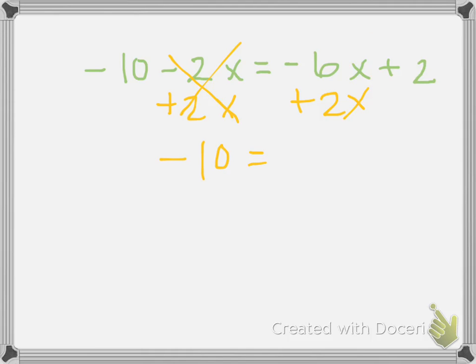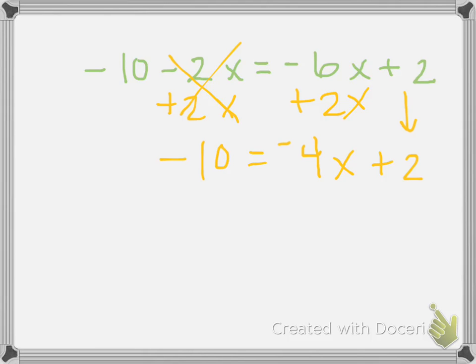Now again, over here, notice I'm dealing with a negative and a positive, so I need to be really careful. When I'm adding and the signs are different, I find the difference. The difference between 6 and 2 is 4, and then I keep the sign of the greater number. The greater number is 6, and it's negative, so this is going to be negative 4x. Bring down my plus 2.